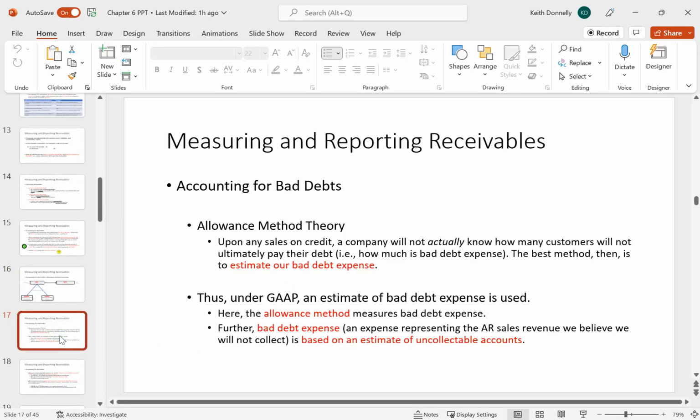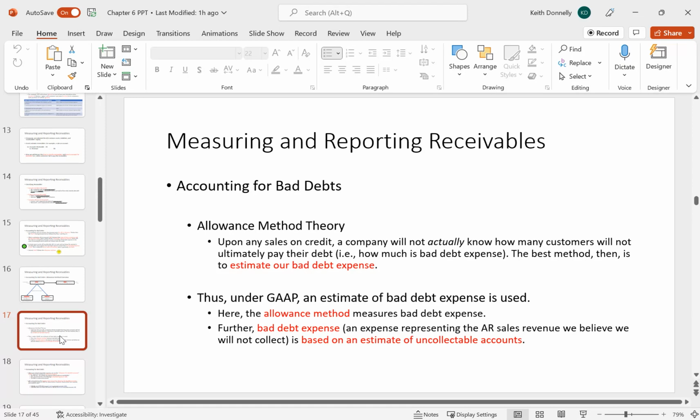Okay, so the allowance method. The idea here, as I've indicated, is that the company's not actually going to know how many customers aren't going to pay their debt, or what their bad debt expense will be. If you knew that, you wouldn't sell to them in the first place. We're not prognosticators here. We don't know the future. However, given the reality of the world we live in, we do know that some of our customers aren't going to pay their receivables.